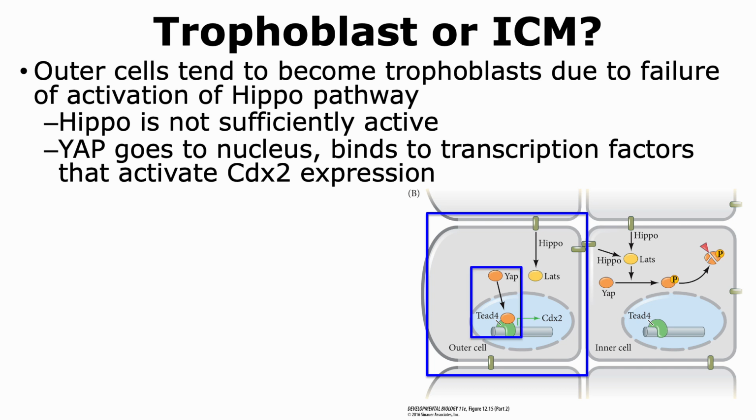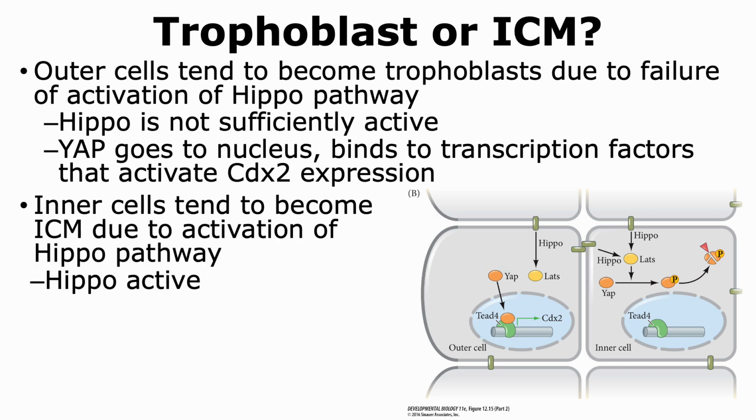So when YAP is in the unphosphorylated state, it can enter the nucleus and interact with TEAD4, which will activate CDX2 expression. Now let us see what happens in the inner cells, and for that we will look at the part of the figure that is in the blue box. The inner cells are surrounded on all sides by cells, and hence they have a lot more cadherin interactions that are happening. Hence the inner cells activate the Hippo pathway pretty well, and hence Hippo is active.